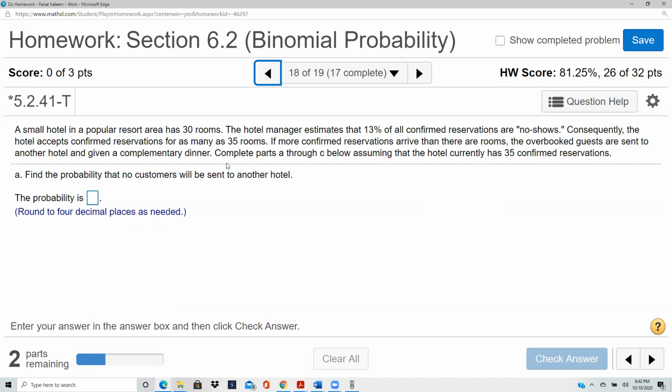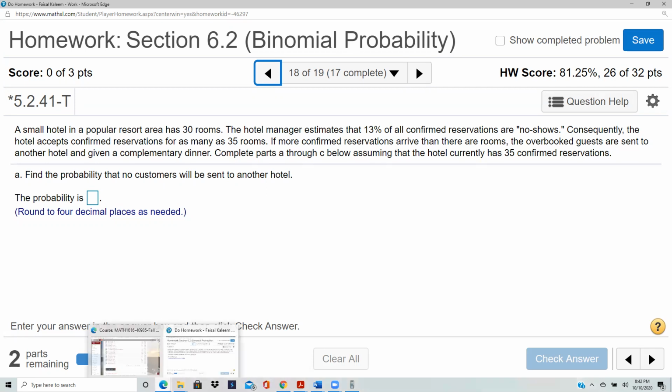And now it's up to you which one you want to call success. And whatever you decide to call success, your little p will be based on that. So let's say you call showing up the success. Find the probability that no customers will be sent to another hotel. No customers will be sent to another hotel if 30 or fewer customers show up. Because if more than 30 show up, then somebody has to be sent to another hotel because there are only 30 rooms. So the bookings are 35, so n will be 35.